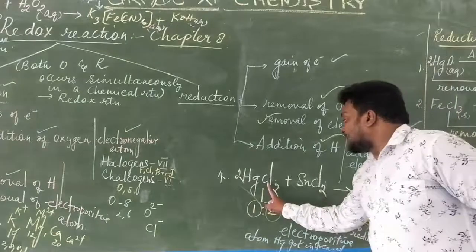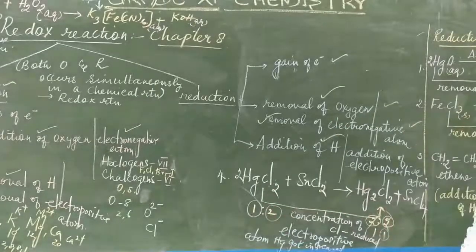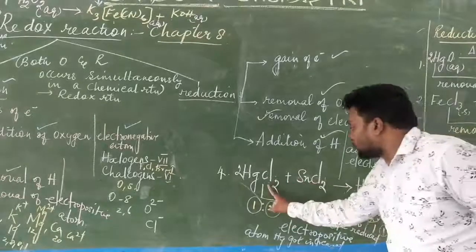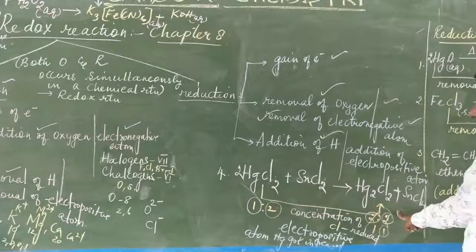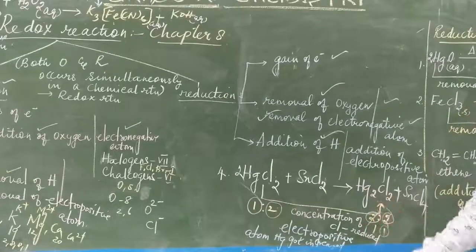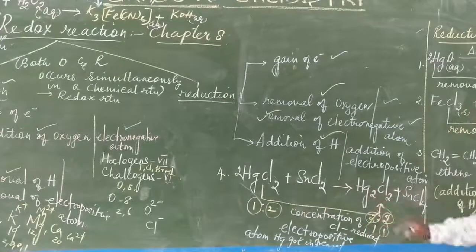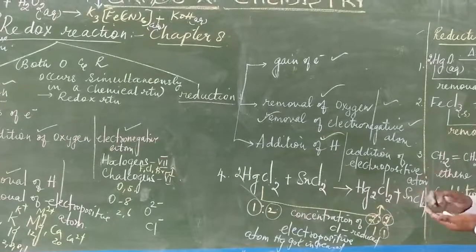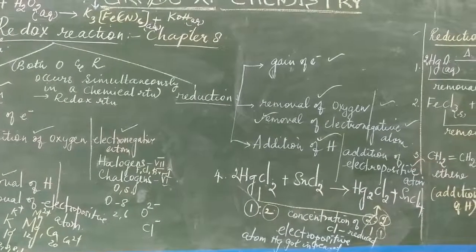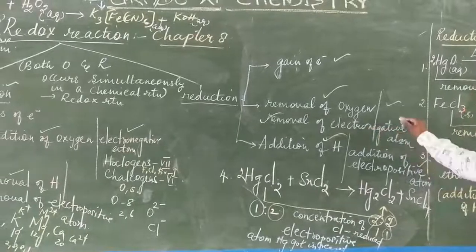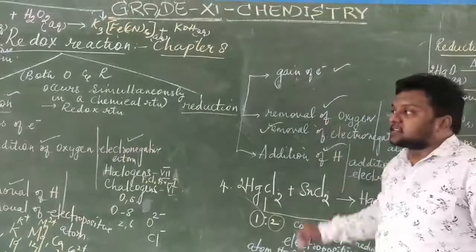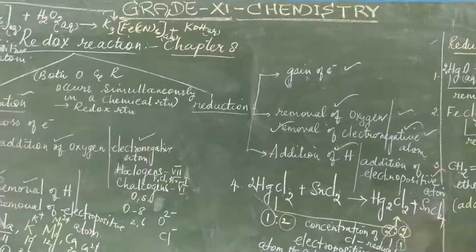Now taking the chlorine, the chlorine concentration has decreased, so the electronegative concentration has decreased. Mercury is 1, here 2, so mercury concentration has increased, so the electropositive atom has been added. So the electropositive atom concentration increased and the electronegative atom concentration decreased. So this is called a reduction reaction. What is oxidation and what is a reduction reaction?